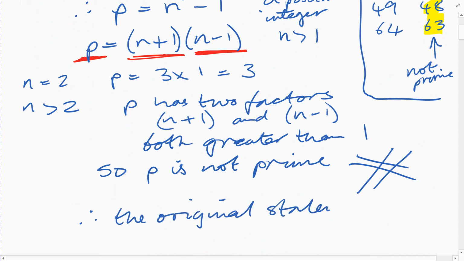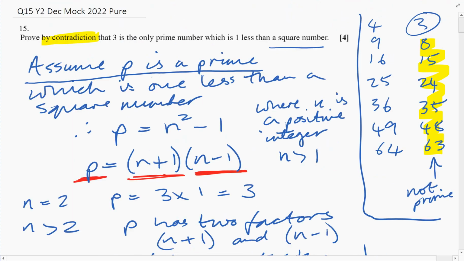So that's a contradiction, and therefore the original statement must be true. By original statement, I mean the one given in the question. So that's our proof by contradiction finished.